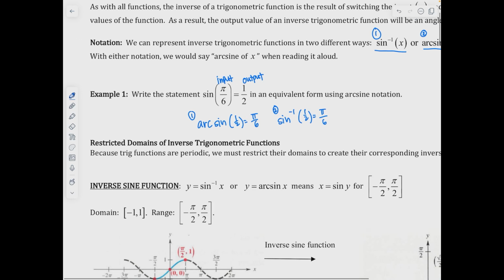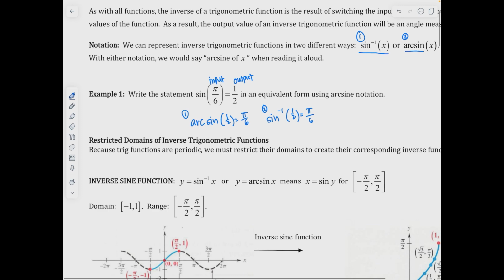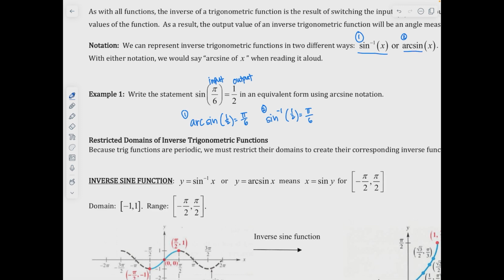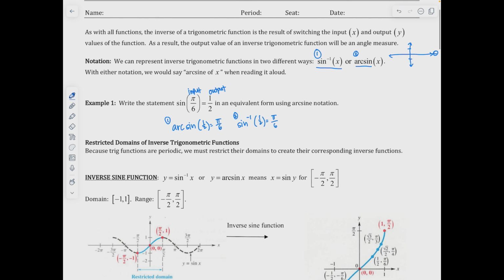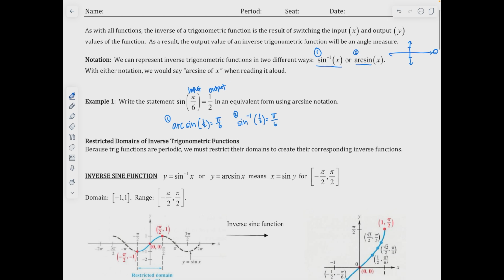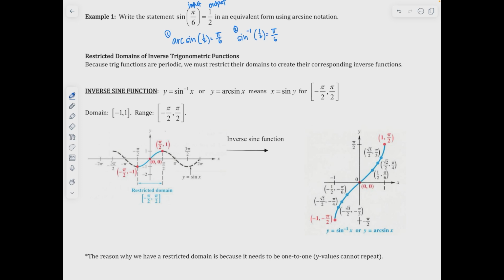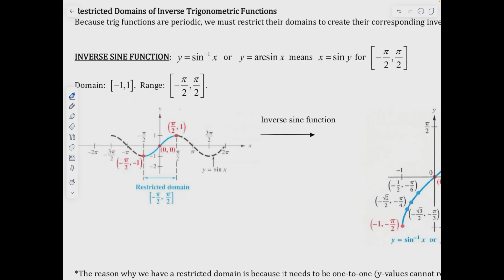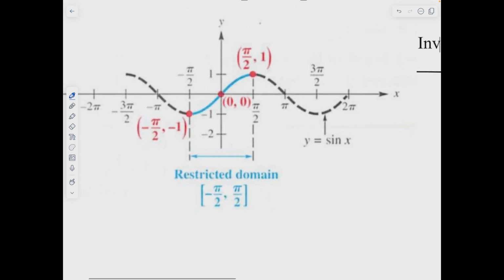Okay, restricted domains of inverse trigonometric functions. Because trig functions are periodic, we must restrict their domains to create their corresponding inverse functions. So we're going to start off by taking a look at sine. So when we want to do inverse sine, what's going to happen is this. Sine is periodic. And so what that means is, on the whole domain, all real numbers, sine is not 1-to-1, meaning each y value is not unique. There are multiple locations for x that have multiple y values.